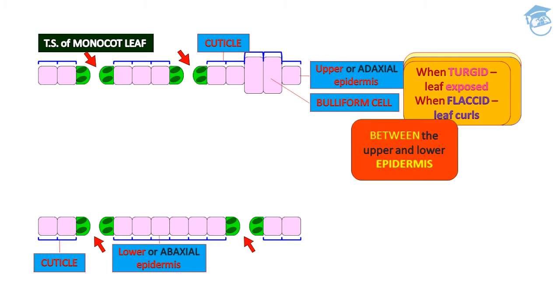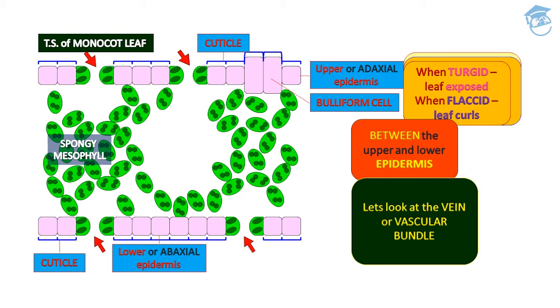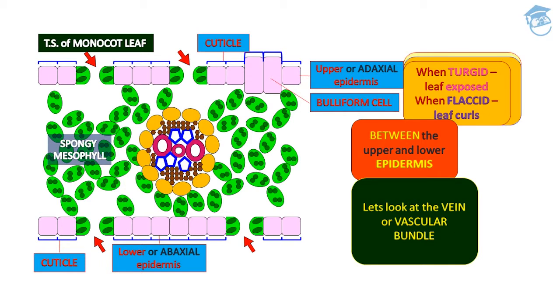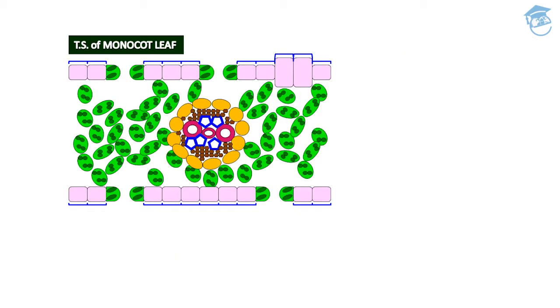Between the upper and the lower epidermis, this is a spongy mesophyll. So you can say that mesophyll is not differentiated into palisade and spongy parenchyma. Okay, and this is the vascular bundle, or it is the vein, wherein this is conjoined collateral closed type. See, this is the xylem, this is the phloem, and this is the bundle sheath cells. Let's take a closer look of a transverse section of a monocot leaf.